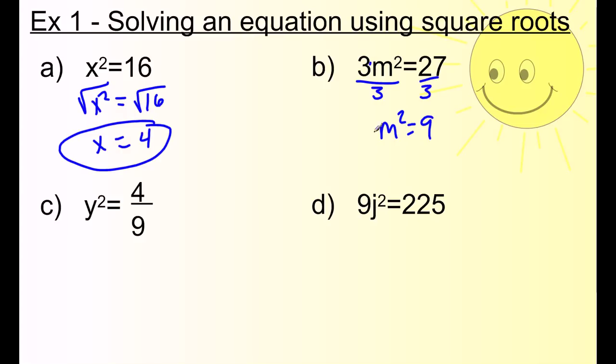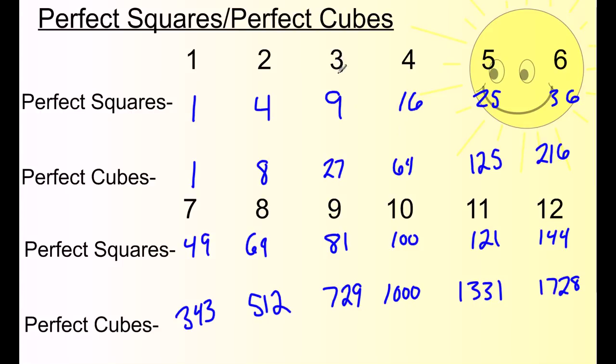And now, when you square root on both sides, the square root and the square cancel. So m equals. And the square root of 9 is 3, because 3 times 3 is 9. You check back to your chart if you need to. Square root of 9 is 3.